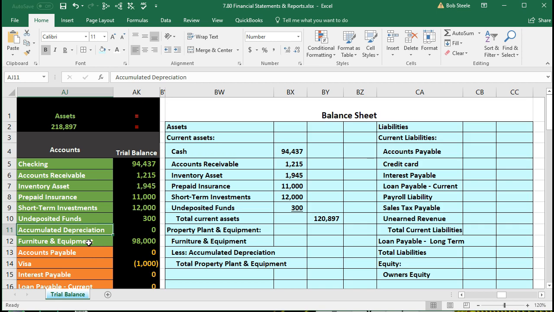So the way to fix that is to use account numbers, but those start to complicate things. So when we bring it over to the balance sheet, we're going to represent it as it should be typically represented, which would be furniture and fixture on top. We're going to say that that equals the 98,000. And then there's nothing in accumulated depreciation yet. So I'm just going to go over and pick up that 0.